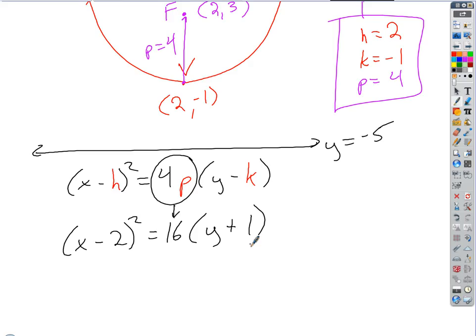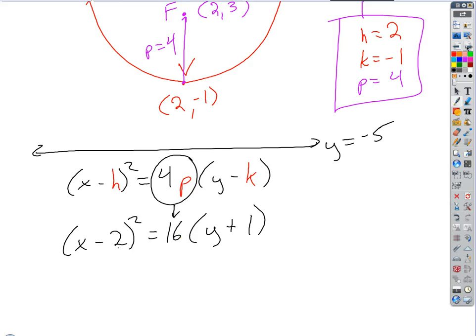No, we don't want to do that. We want to leave it like this because this is the form that communicates to us the vertex is at 2, -1, and p is equal to 16 divided by 4 is 4, right? Okay, so that's standard form.